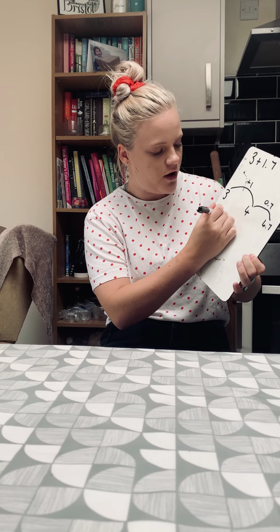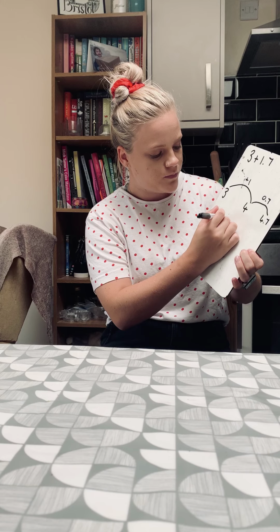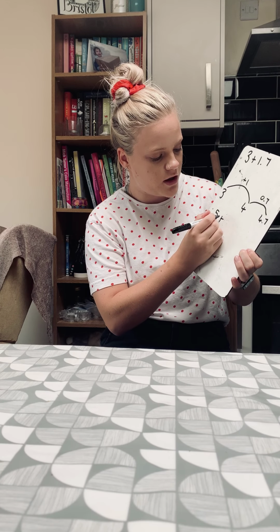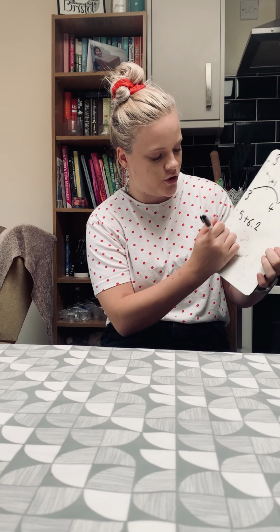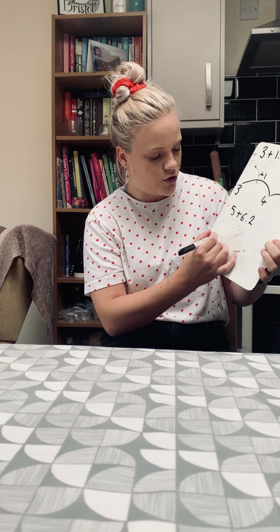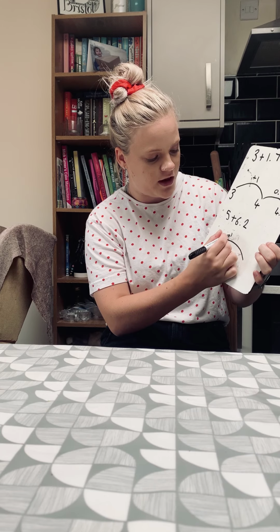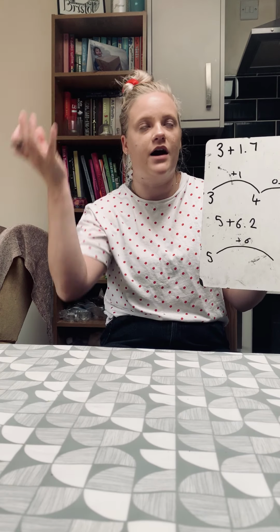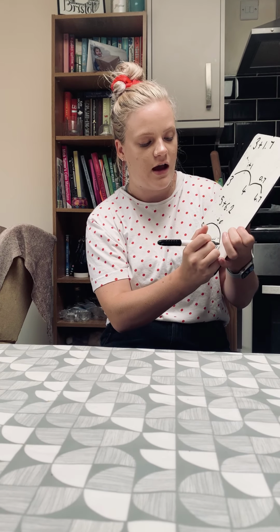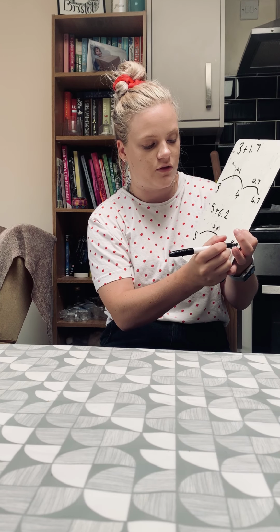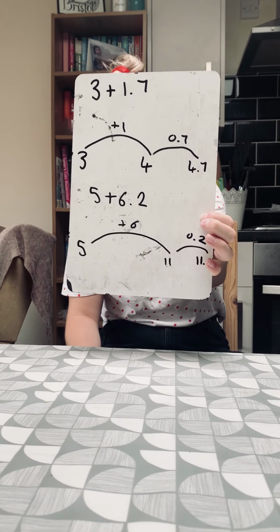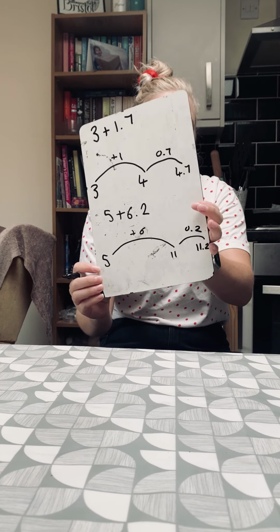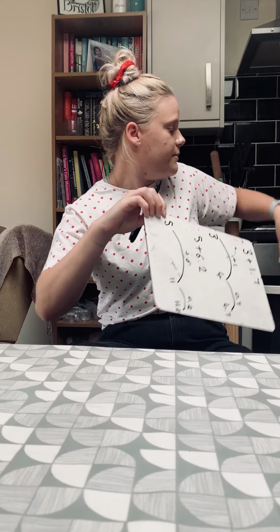So if you had 5 plus 6.2, again, you could start on the number 5, you could do a big jump of 6, okay, and work that out, count on, you're going to have 11, and then add 0.2, which would give you 11.2, okay? Now, sometimes you can use the column method to help you.